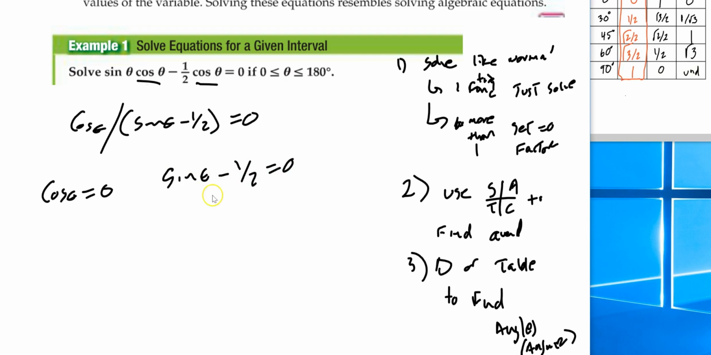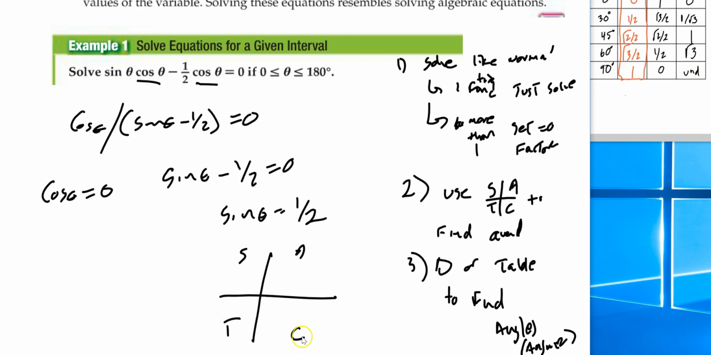So now I've got to solve this side. Try to get sine by itself. Sine theta equals 1/2. Now let's solve this one first. Step 1, solve like normal. Step 2, use All Students Take Calculus to find the quadrant we're talking about. I'm trying to figure out what quadrant my answer is going to be in. Now I'm doing sine right now, so All Students Take Calculus, right? Only A and S are positive when you're doing sine. The other two are negative. My value here is positive, so I should be in quadrant 1 or quadrant 2.